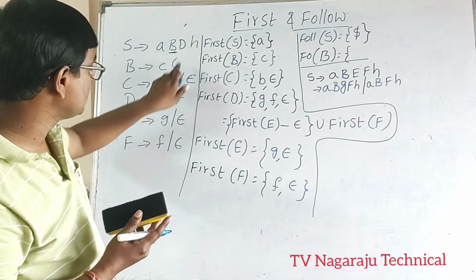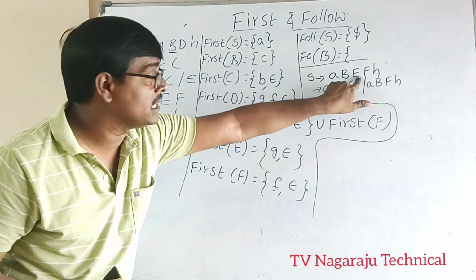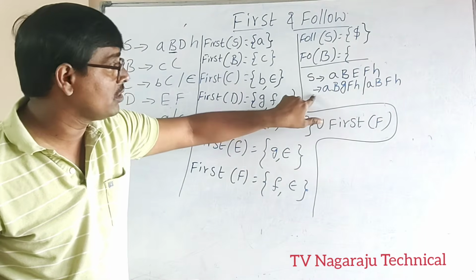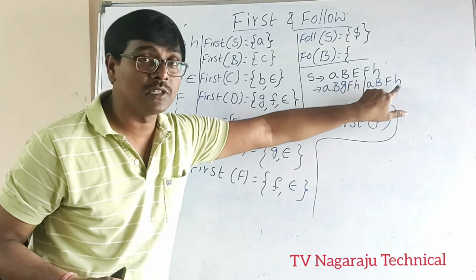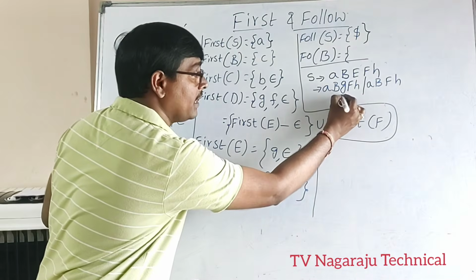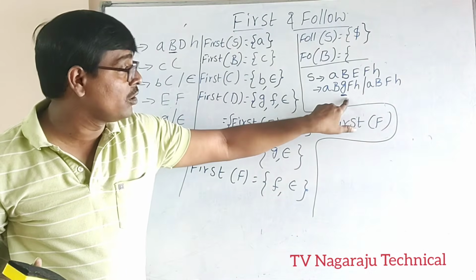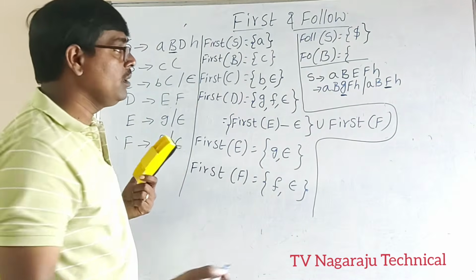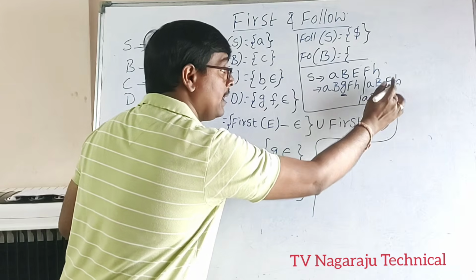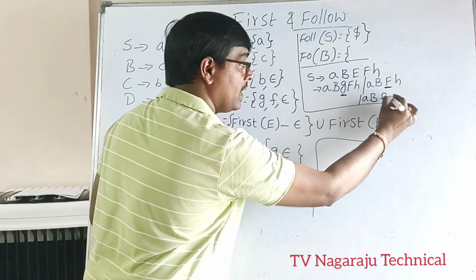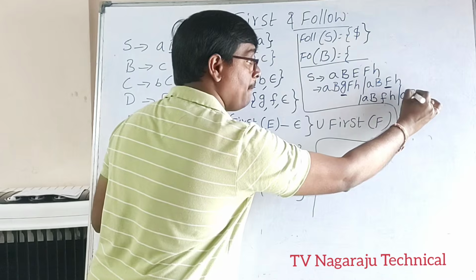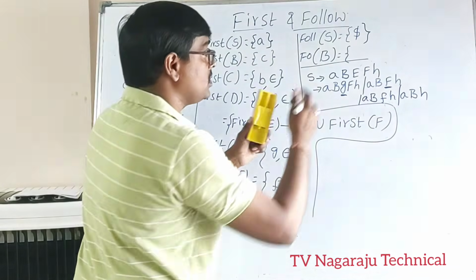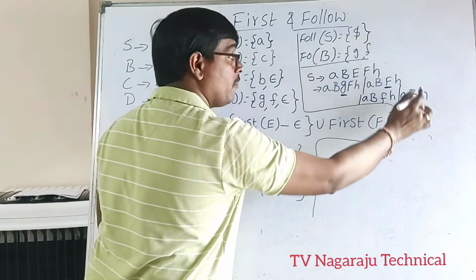First, D is replaced with its production. Now E is there, and E has two possibilities, either G or epsilon. If I replace with G, this is the production. If I replace with epsilon, this is the production. Now from this I am getting the answer G. Why? Capital E is followed by small g. So G is the answer. Again we have a non-terminal, so what do we do? Capital F is replaced with small f, giving A, B, f, H, or with epsilon, giving A, B, H. Now what is the answer? From this G, from this F, from this H.